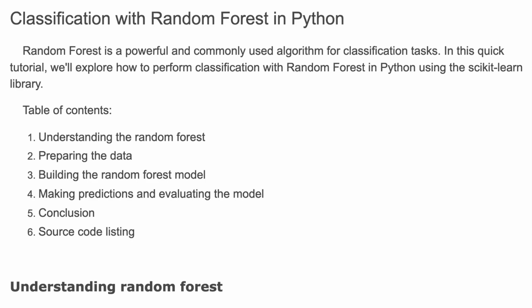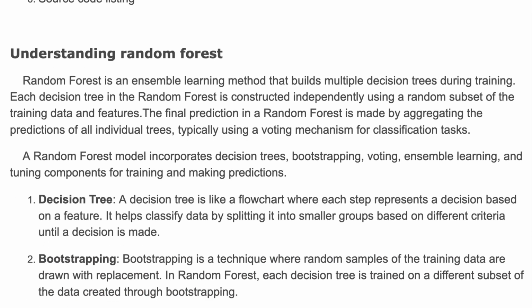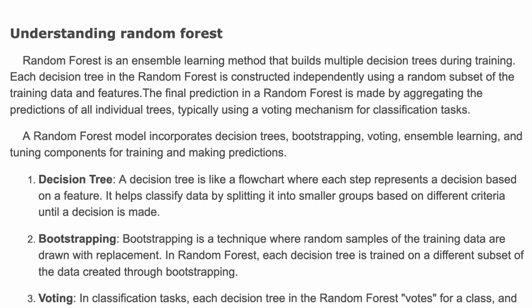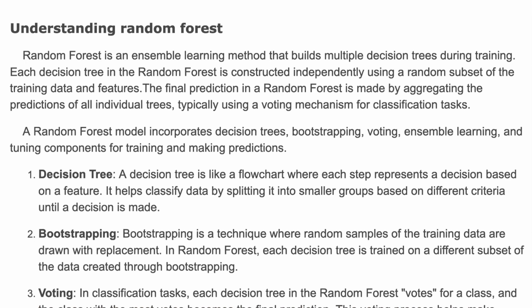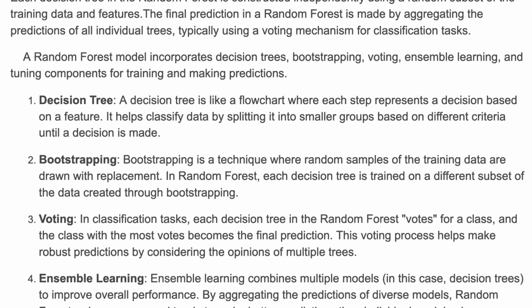Let's get started. We'll begin by exploring the random forest model. Random forest is an ensemble learning method that builds multiple decision trees during training. Each decision tree in the random forest is constructed independently using a random subset of the training data and features. The final prediction in a random forest is made by aggregating the predictions of all individual trees, typically using a voting mechanism for classification tasks. A random forest model incorporates decision trees, bootstrapping, voting, ensemble learning, and tuning components for training and making predictions.